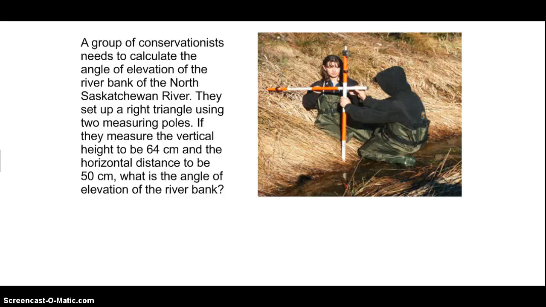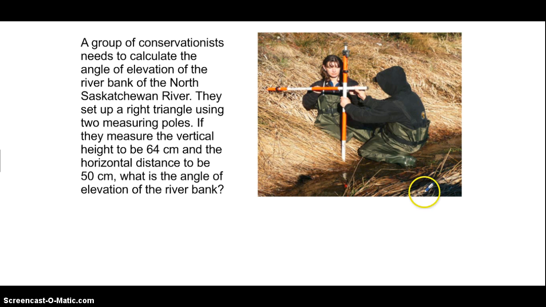So let's look at how we could apply these trig ratios in a real life situation. We have a group of conservationists and they need to calculate the angle of elevation of a riverbank of the North Saskatchewan River. Now, as you saw in the video before, we could use what's called a transit. Not everybody has a transit at their disposal, so what they've chosen to do was set up a right triangle using two measuring poles. So you can see here in the picture, they're setting up these measuring poles, similar to the poles that you would use if you were using a transit.